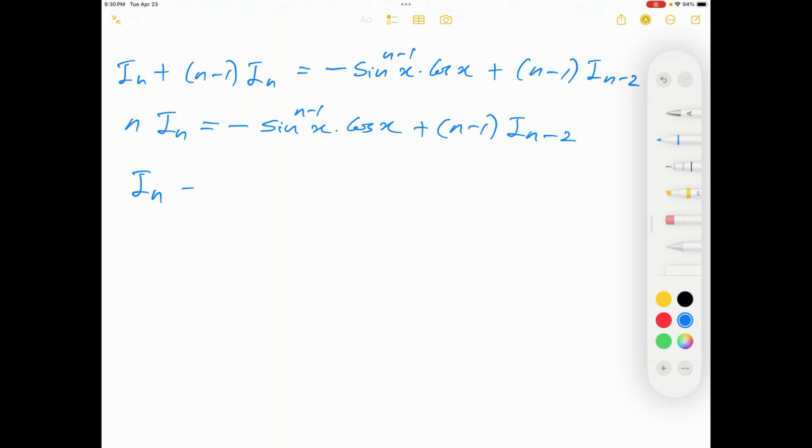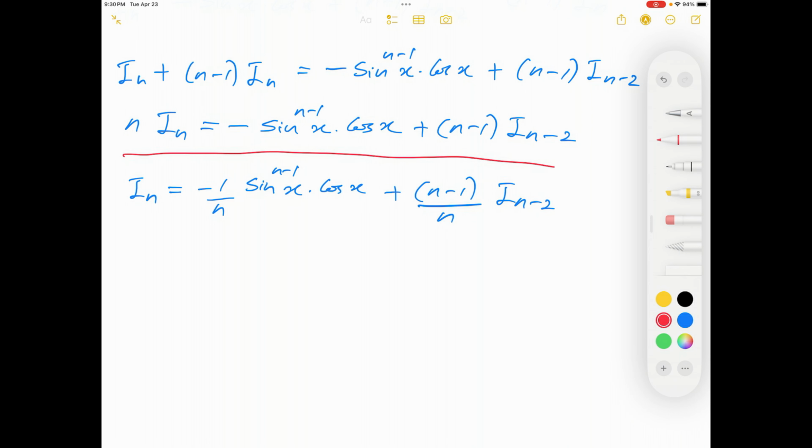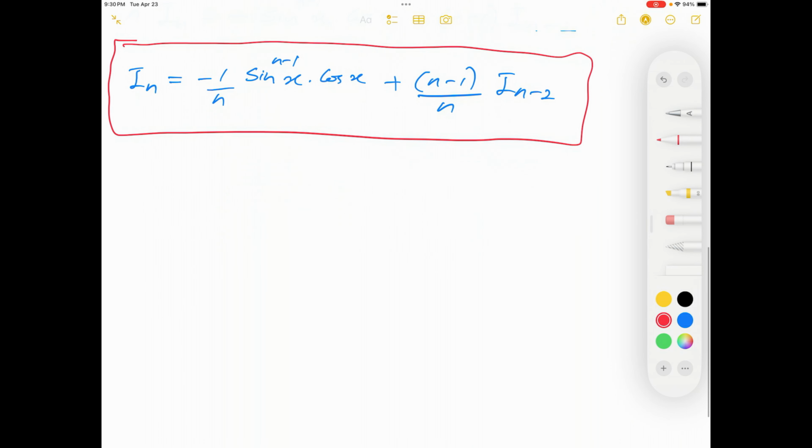So when I do that, I get I_n being equal to negative 1 over n sine to the n minus first power x cosine x plus n minus 1 over n I_(n-2). Now this is the recursion for integrating sine nth power.